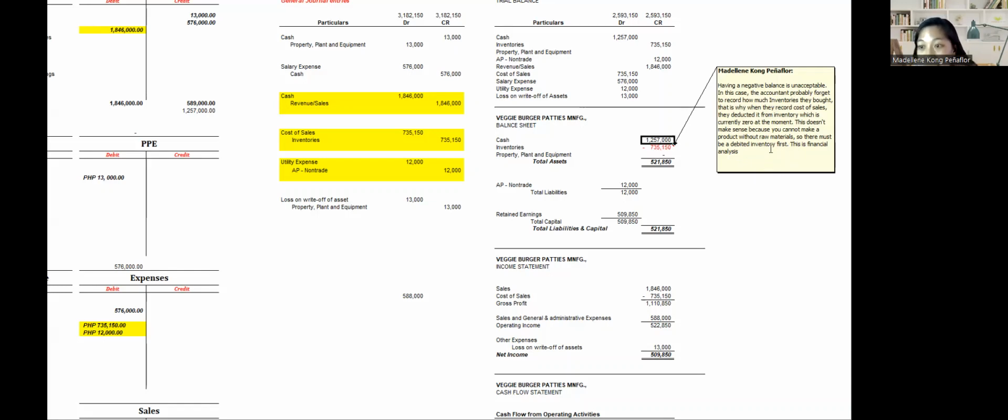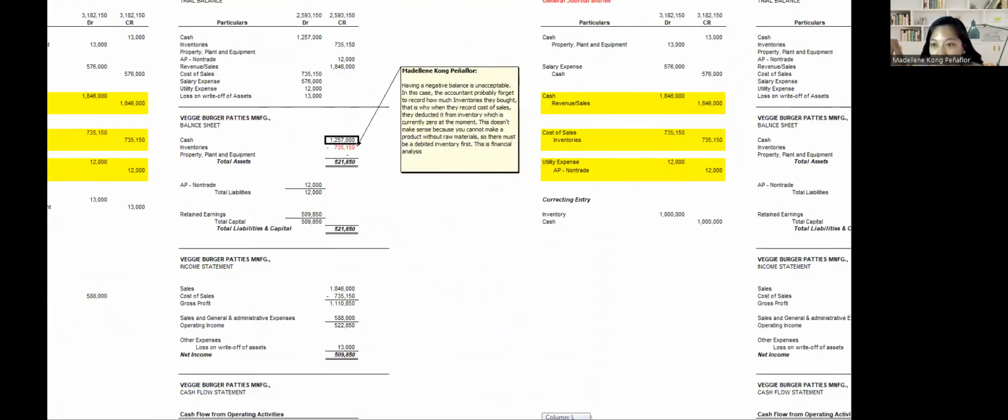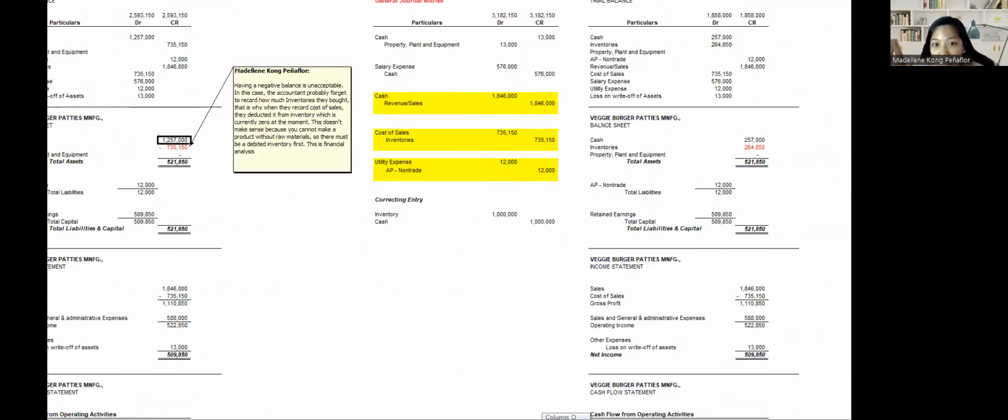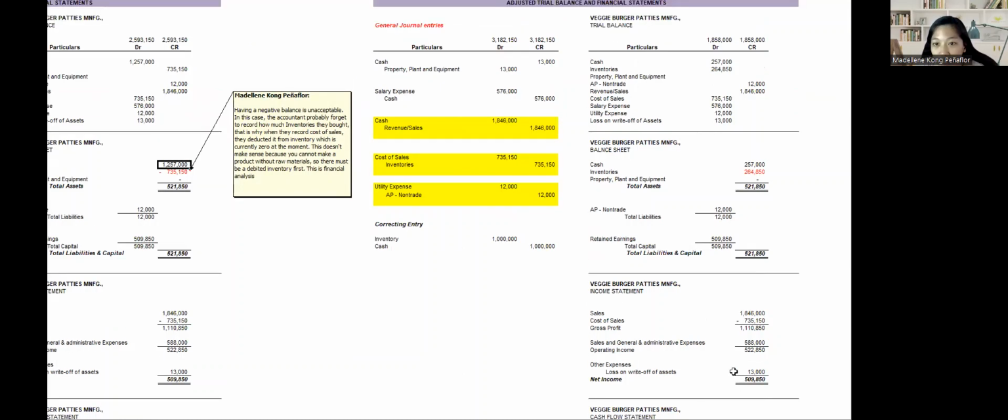And this doesn't make sense because you cannot make a product without a raw material. So there must be a debited inventory first. So this is what we call financial analysis. If there is an abnormal balance in the financial statement, we should check on that. So this must be the adjusted balance in the financial statement. So as you can see, I have a correcting entry here, a debit inventory of 1 million, credit cash 1 million. So how will we go with the trial balance again?